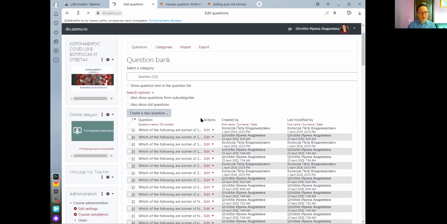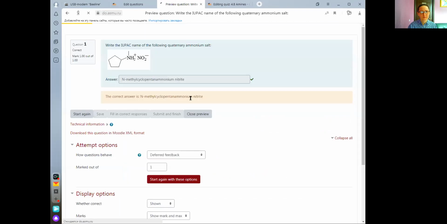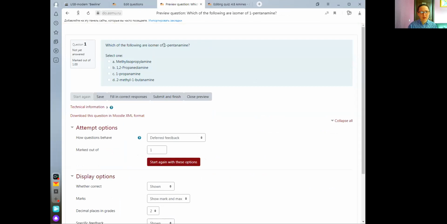Isomers: 15 questions of isomers, all of them are MCQ. Let's look. You are given the name of some amine, 1-pentane amine, and you are given variants of its isomers. You must draw structures of all 5 compounds. Given the amine and 4 variants, it will be 5 compounds.